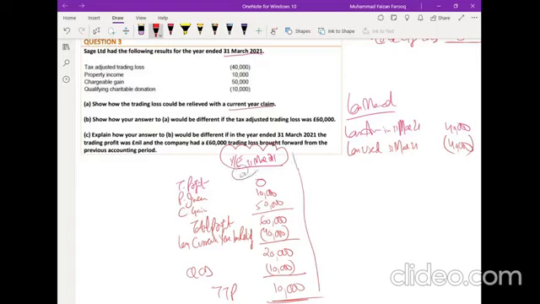What is the part B? Can you read the part B? Show how your answer to A would be different if the tax adjusted trading loss was 60,000 pounds. Okay. This is A part, no? Done. B part is saying that assume that you have a trading loss of how much?